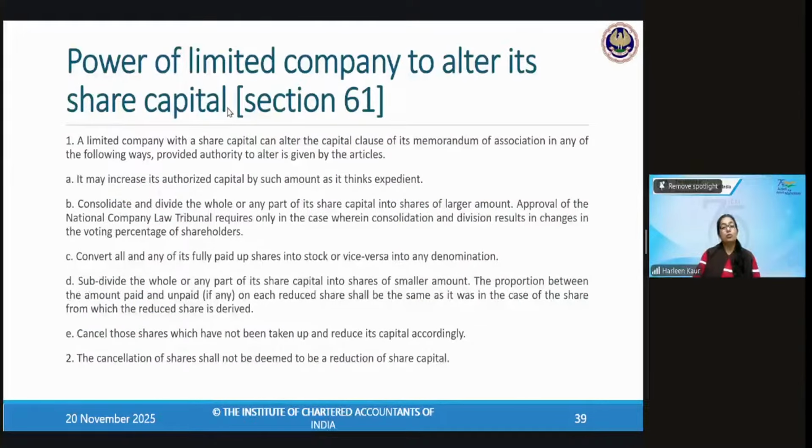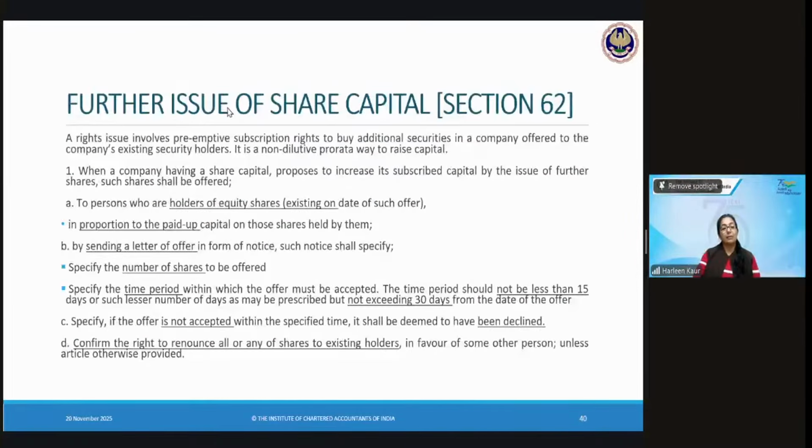After that, section 62 teaches you about the further issue of share capital. So what is it known as? It is known as rights issue. Further issue of share capital, section 62, means rights issue. It can be given to the holders of existing equity shares. If the company wants to issue additional securities, they give this preemptive right to the existing shareholders to buy additional securities in the company. So instead of raising money from outside, we request our own equity shareholders to please buy the shares of the company so that the share capital of the company can be increased.